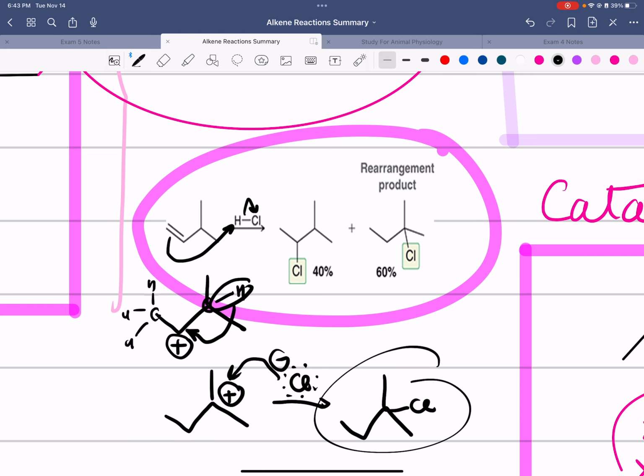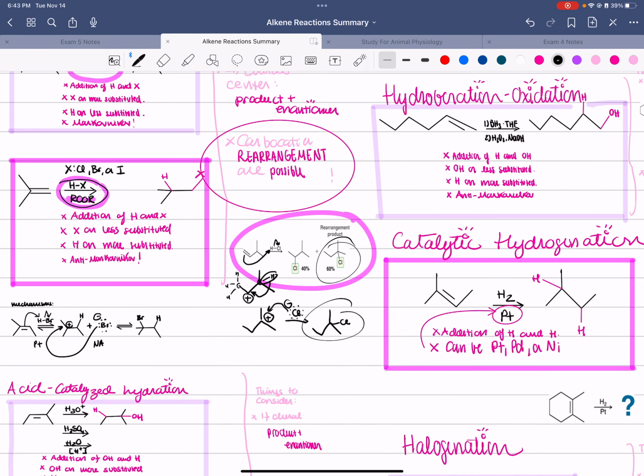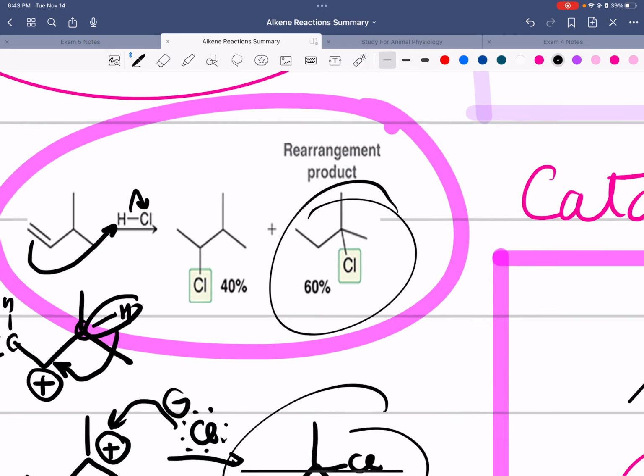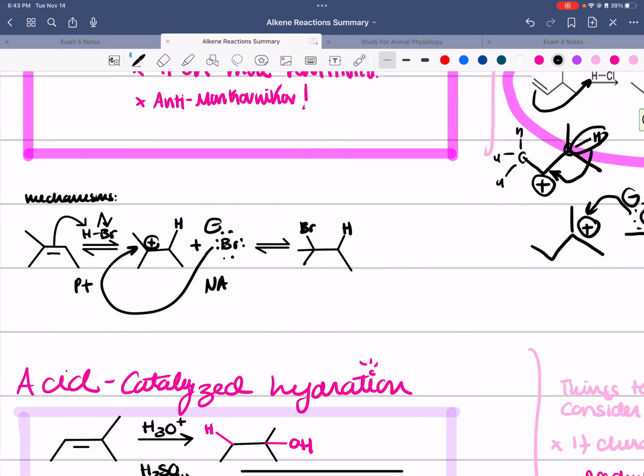And we'll be able to get our rearrangement product. And you can see in this case, for this type of problem, our major product is mainly the rearrangement product. And I did put the mechanism just in case, so you can see we have our proton transfer, then we have our nucleophilic attack, and that's how we get our answer.